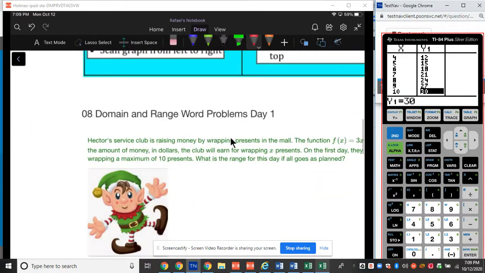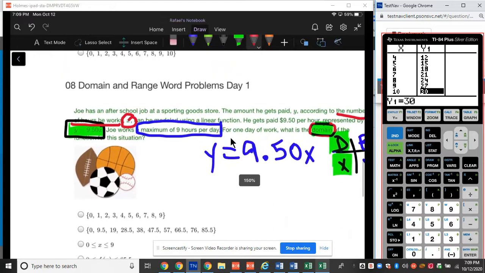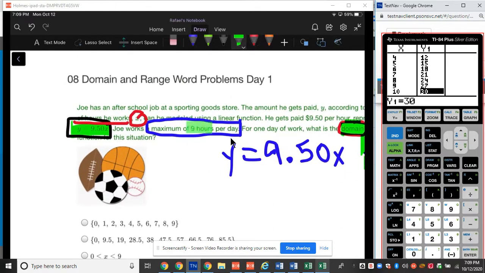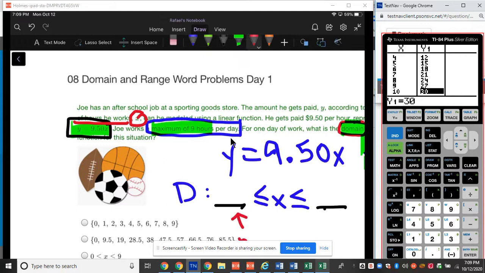Going back to the question, we know that our maximum number is 9 hours. So let's set up our domain. D for domain. We're going to have X in the middle with our inequalities, and then I'm going to put 2 blanks right here, because this is our minimum and this is our maximum. Right there, it tells us the maximum is only 9 hours per day. So we got 9 right here. And the minimum, well, the minimum most of the time is 0.